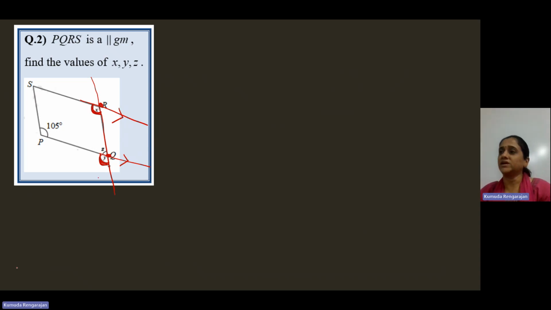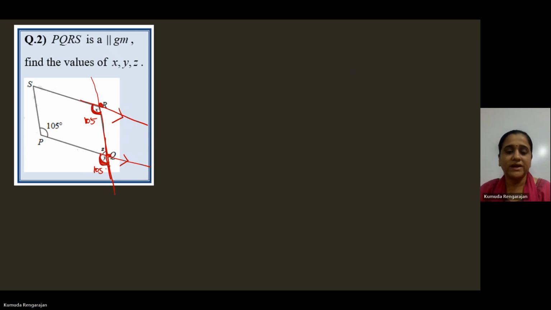So X is equal to Y, corresponding angles are equal. Since X is 105 degrees, Y is also 105 degrees. Now Z you can find using linear pair. Y plus Z is equal to 180.